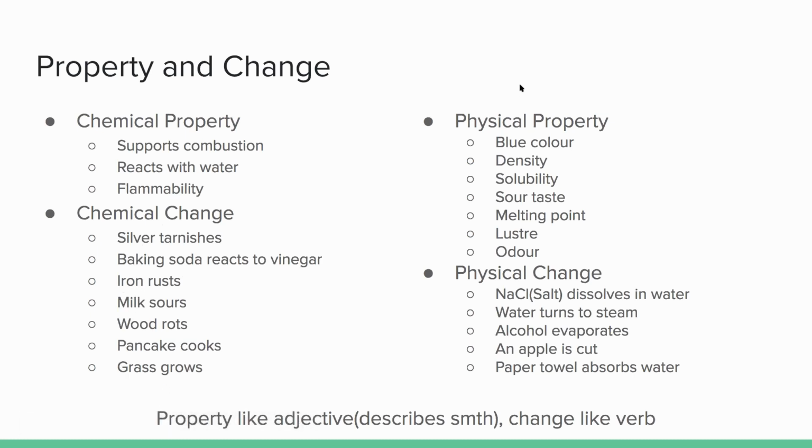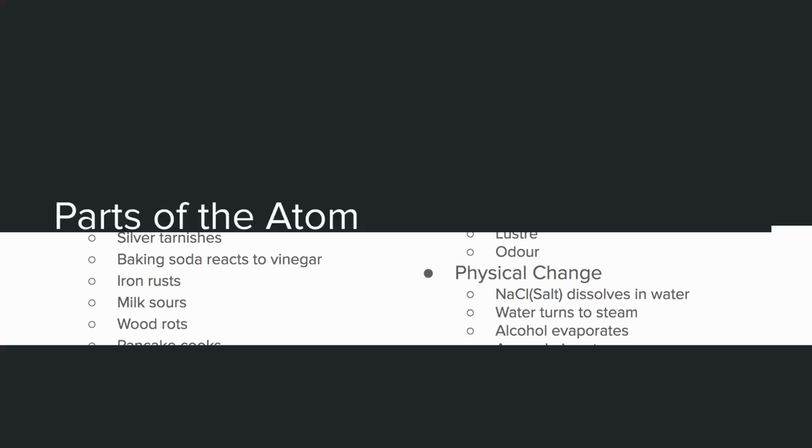Physical property includes physical descriptions of an object, such as blue color, the density of an object, solubility, sour taste, etc. Physical change examples include salt dissolves in water, water turns to steam, alcohol evaporates, where the chemical makeup or the molecule of the object itself remains the same.